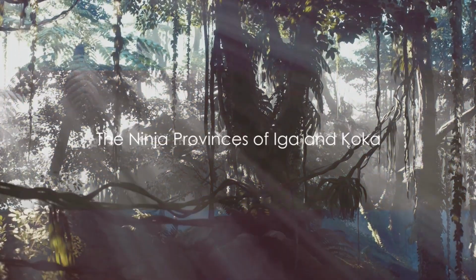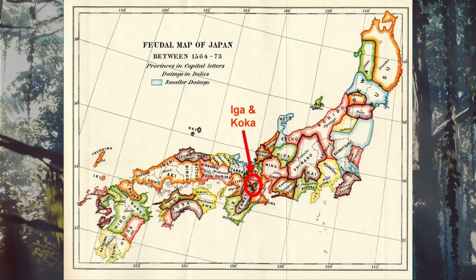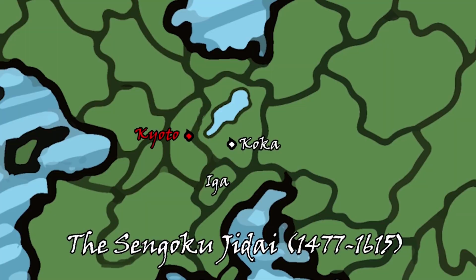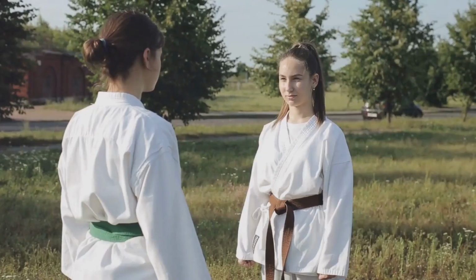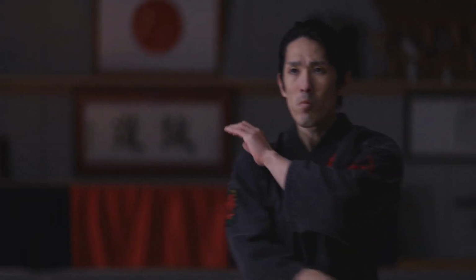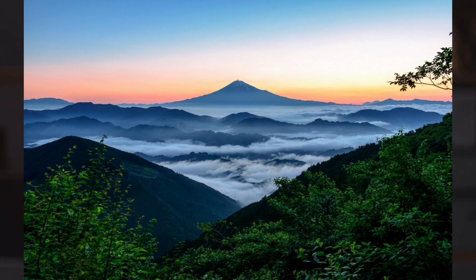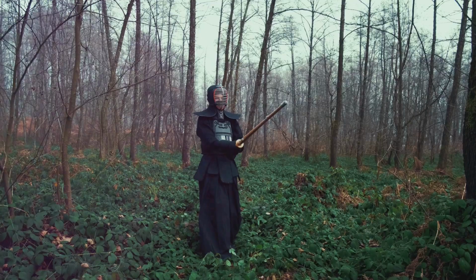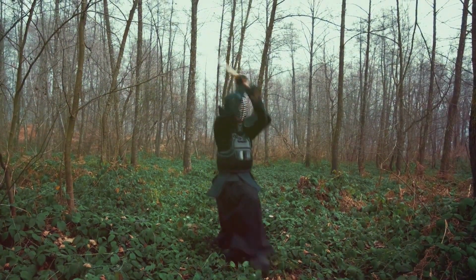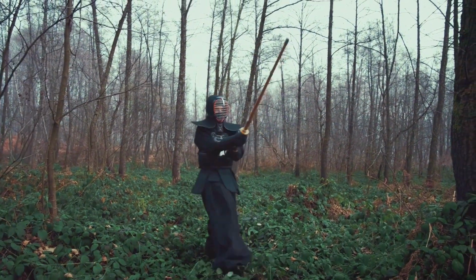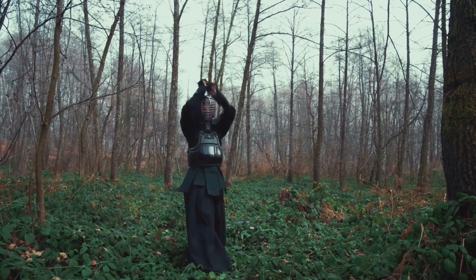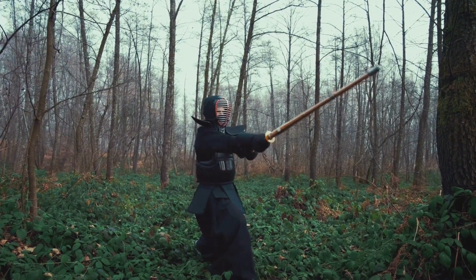Did you know that not all ninjas were created equal? The best of the best hailed from the provinces of Iga and Koka. Now, you're probably wondering, what made these provinces so special? Well, it's all about the location. Iga and Koka were tucked away in the mountains, providing the perfect natural fortress. This isolation allowed the people of these regions to develop and refine their own unique set of skills, which over time evolved into the art of ninjutsu.